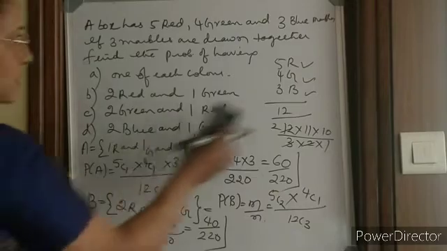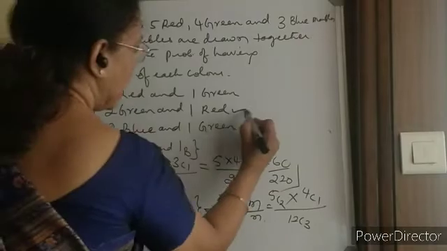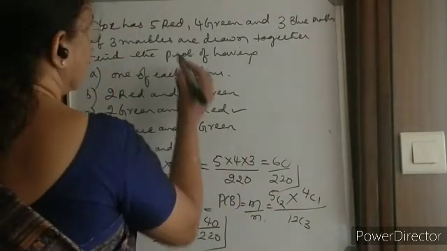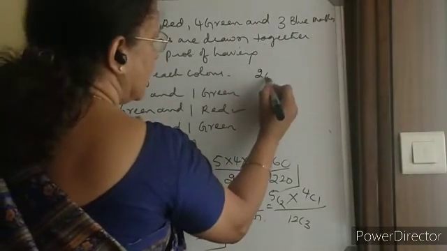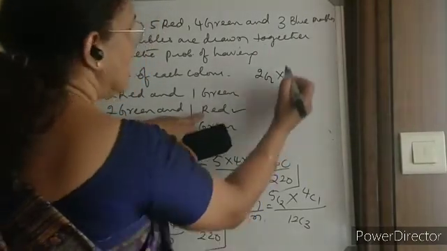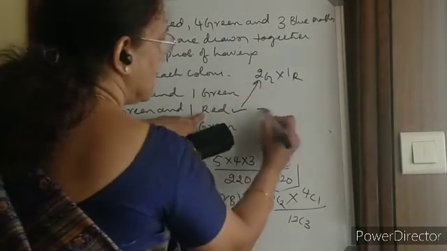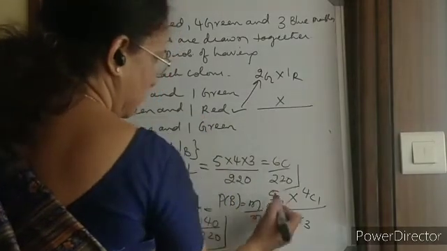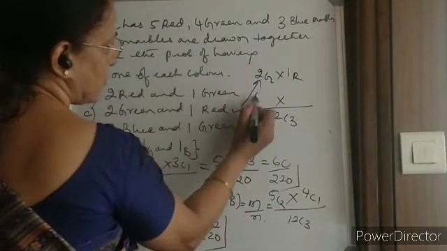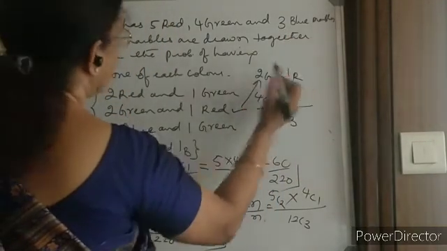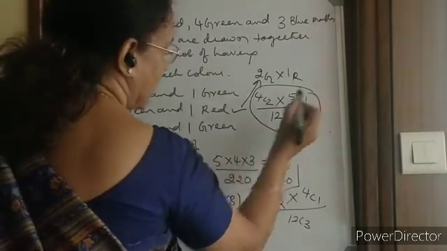Now coming to this one C part. Now I'll just write it down. So 2 green. How many green? 4 are there. So 2 green and 1 red. Okay. So I'm trying to do this part. Now this is multiplication, so it is the same thing. So 12 C3. Now 2 green out of 4, so 4 C2. 1 red out of 5, so 5 C1. Now you will simplify that part.